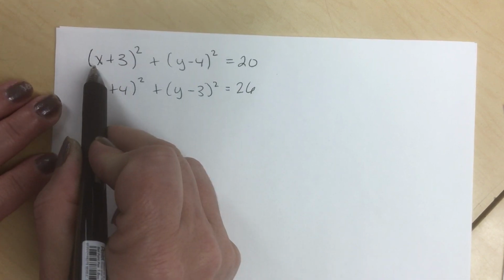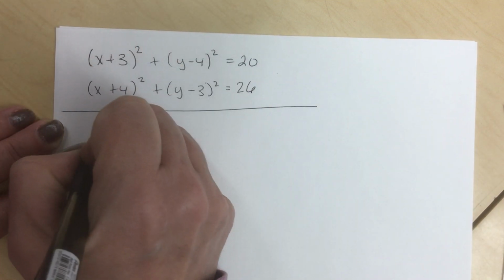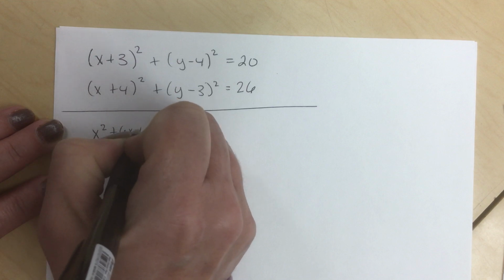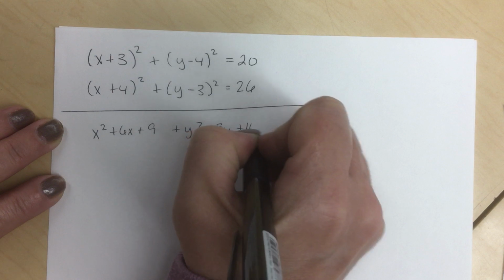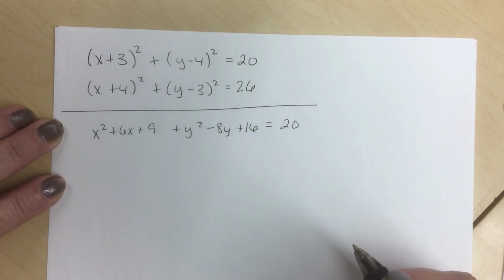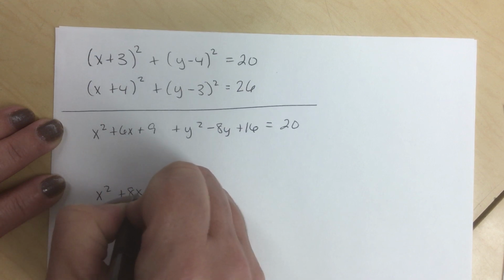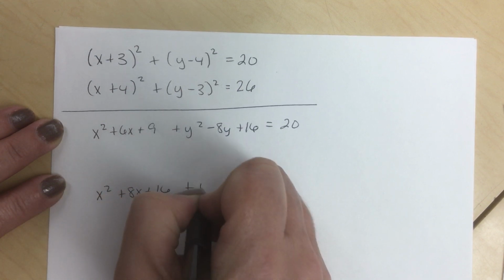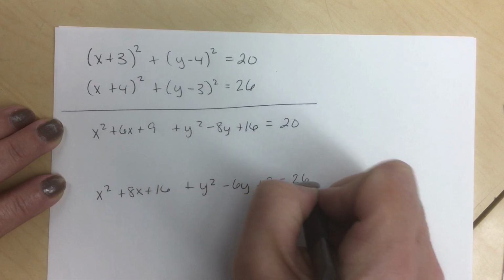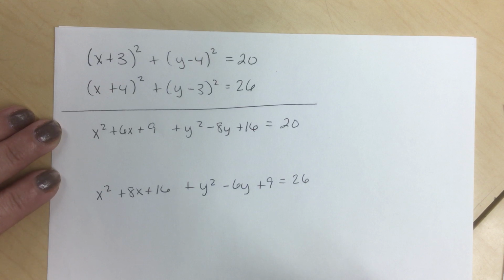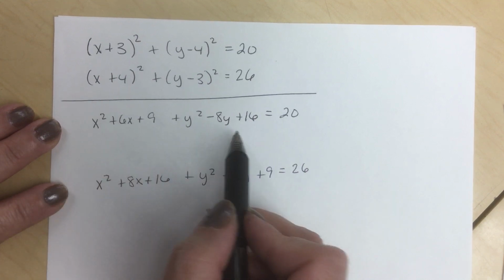What we need to do is distribute all of this out. So you've got x squared plus 6x plus 9 plus y squared minus 8y plus 16 equals 20. Multiply this out. You've got x squared plus 8x plus 16 plus y squared minus 6y plus 9 equals 26. At this point, I don't need to rearrange this.